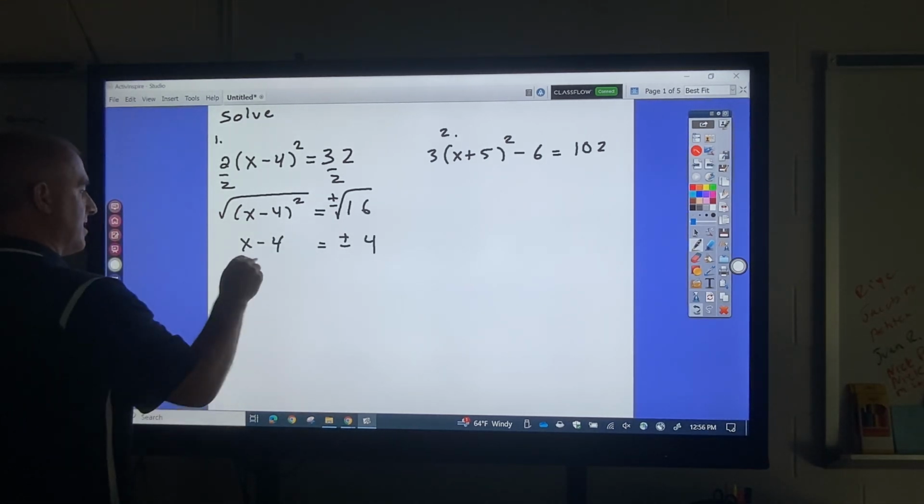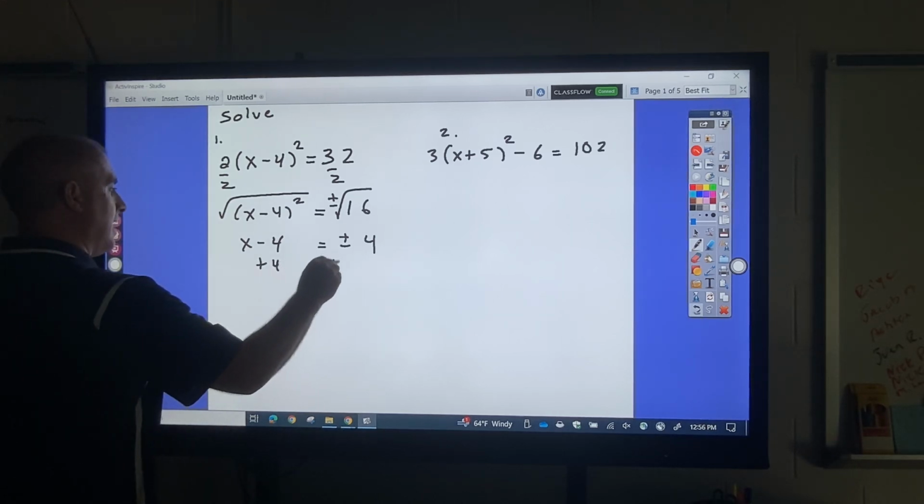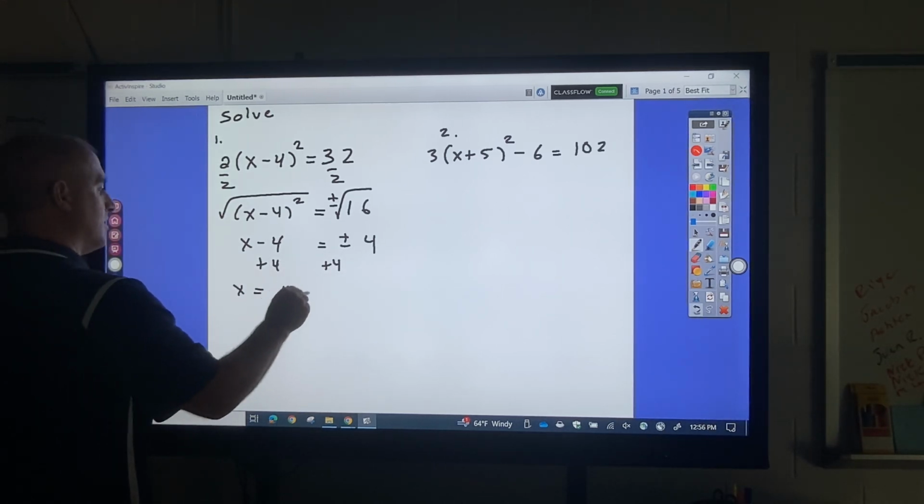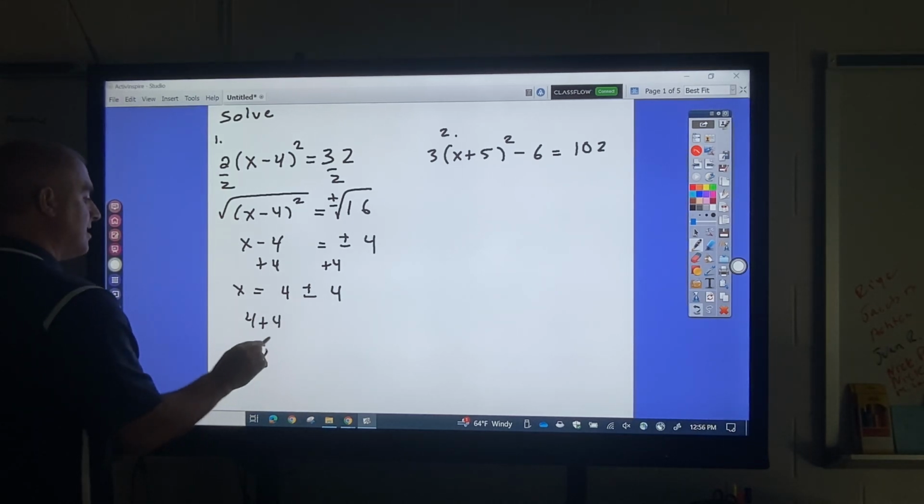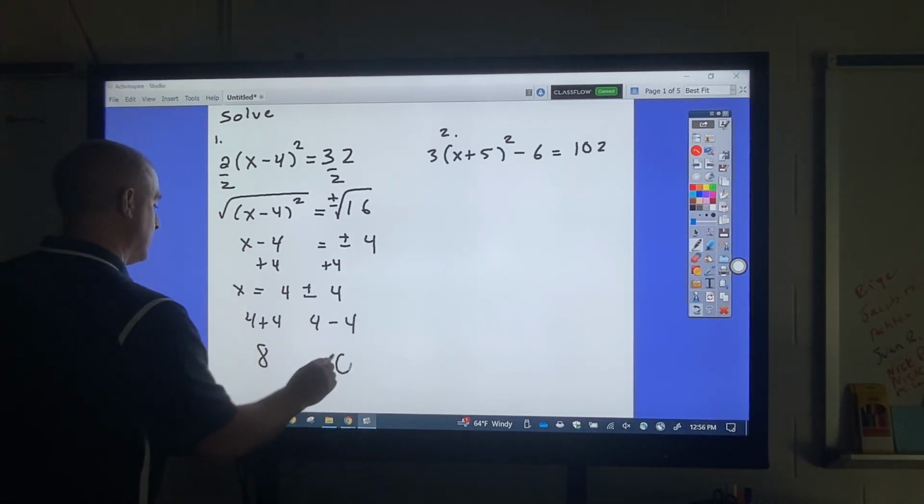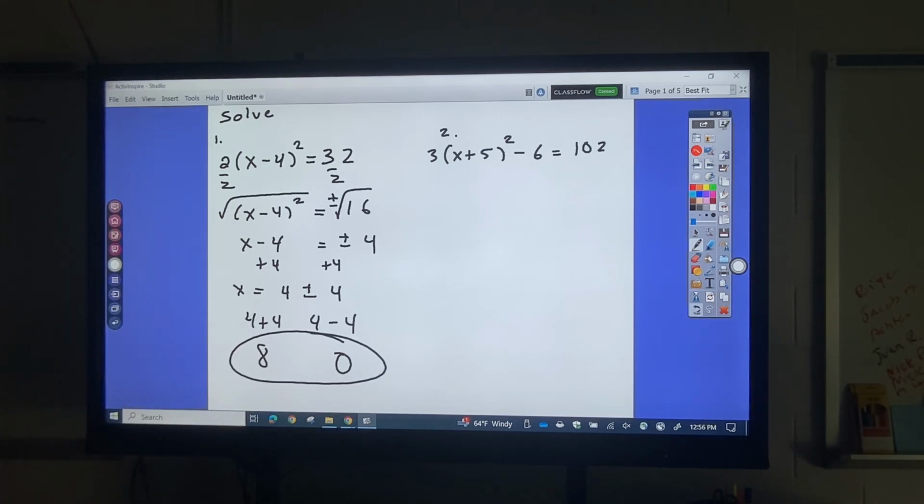Now let me explain what this means. I'm going to add 4 over to the other side. So I got 4 plus and minus 4. Okay, so 4 plus 4 would be 8. 4 minus 4 would be 0. So those would be my two solutions.